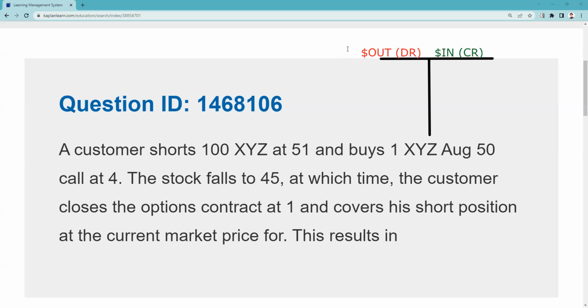What I want to be able to do is my initial setup. Here it says a customer shorts 100 shares at 51. We should know that when we short stock, that's going to be dollars in, a plus 51 in, or credit. Then it says buy an August 50 call at 4. When you buy a call at 4, that's going to be money out, a minus sign. They didn't ask this, but the breakeven here is 47.